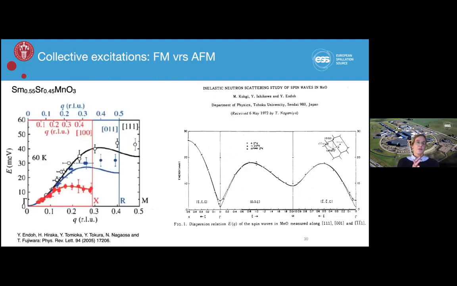And what I show here are two examples. On the left, we have samarium strontium manganese oxide. And I show the spin waves in this ferromagnetic system along different crystalline axes. You see Q on the x-axis and energy transfer on the y-axis. And again, I show you manganese oxide on the right as a comparison.